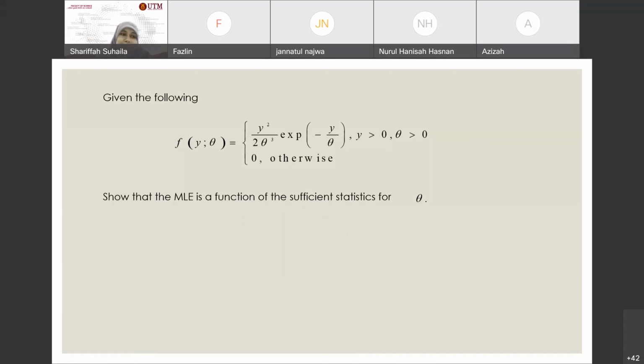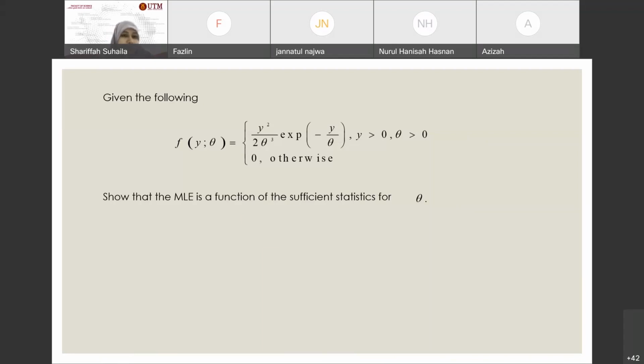Tapi bila kita tunjukkan dia adalah sufficient statistic, bila kita derive kita punya likelihood function, summation xi is a sufficient statistic. So how daripada x bar tu, it is a function of sufficient statistic. So you can write lah, x bar is in terms of summation xi over n. So katakan summation xi kita tu adalah y. So kau punya x bar tu adalah y over n lah. So it is a function of the sufficient statistic. Okay. So itu dia punya idea lah macam mana kita nak selesaikan this question. Okay, dia punya step dia.